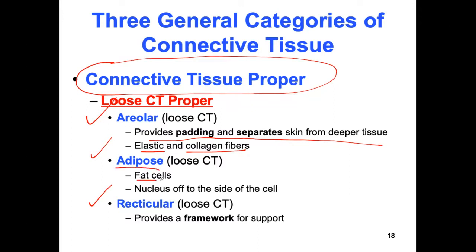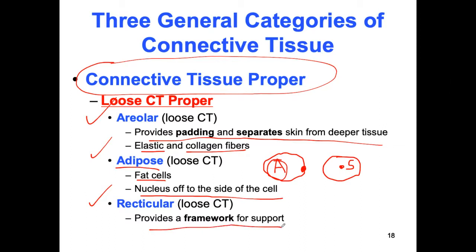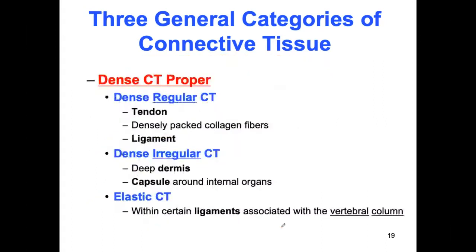Adipose, well, these are fat cells. And oftentimes they look like a squamous cell, right? They can kind of look like this. But the difference is that the nucleus is off to the side of the cell. So the nucleus may be here, whereas in a squamous cell, the nucleus is pretty much in the center. So this is a squamous cell. This is an adipocyte, fat cell. Reticular is going to provide the framework of support for most of your organs.